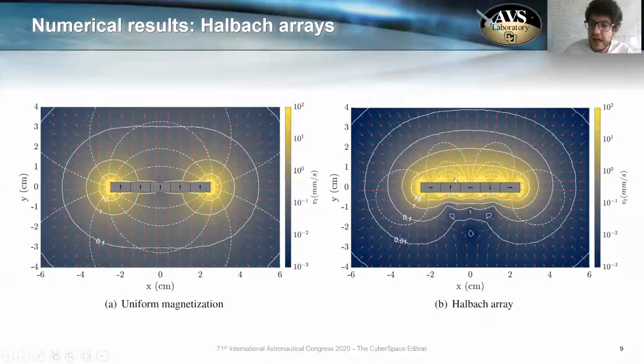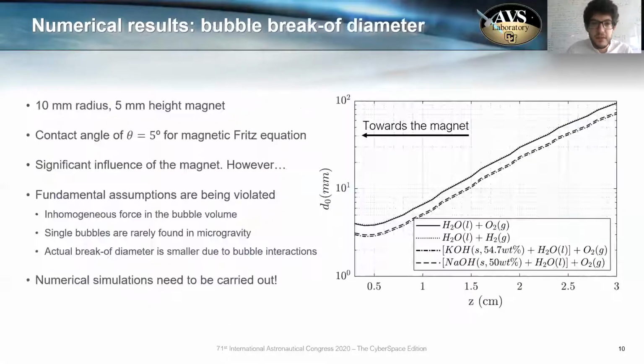On the contrary, Halbach arrays, which are pretty popular in biomedical applications, can generate a more uniform force and then velocity distribution, and can be employed in a space system by simply tuning the magnetization vectors of our system. In terms of bubble break-off diameter, we compute the Fritz equation and the magnetic Fritz equation. We can see that the magnetic field actually has a strong influence in the system.